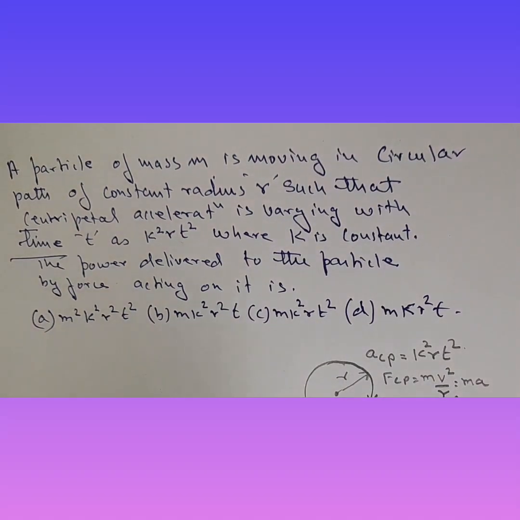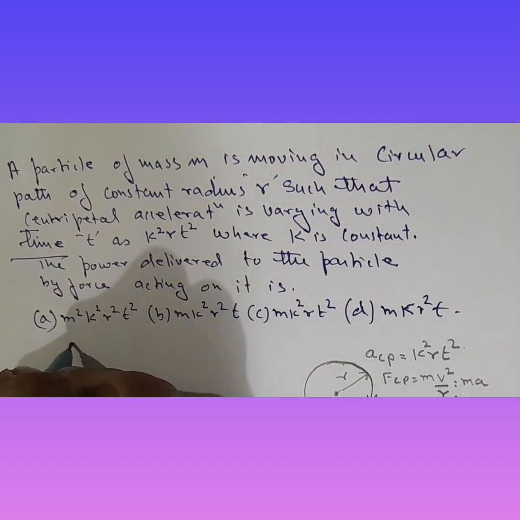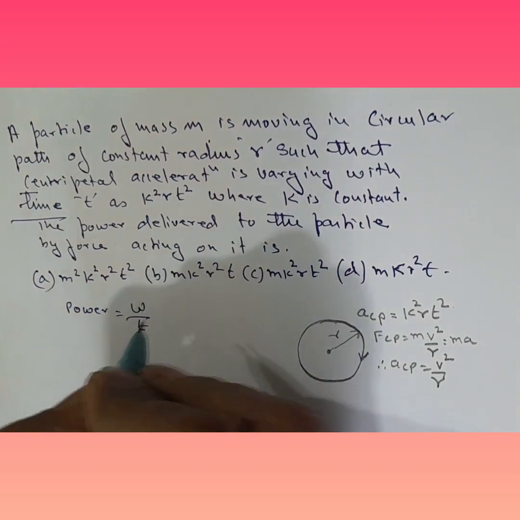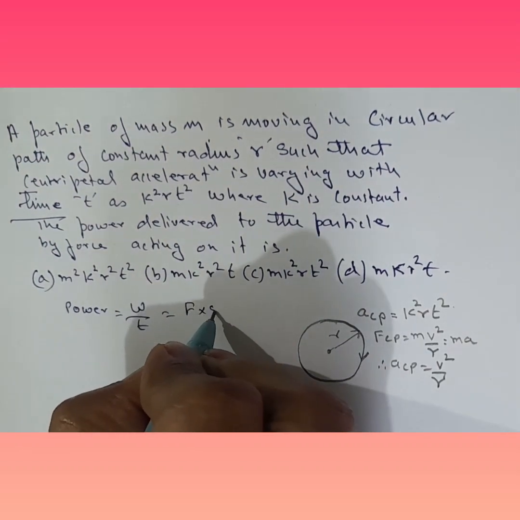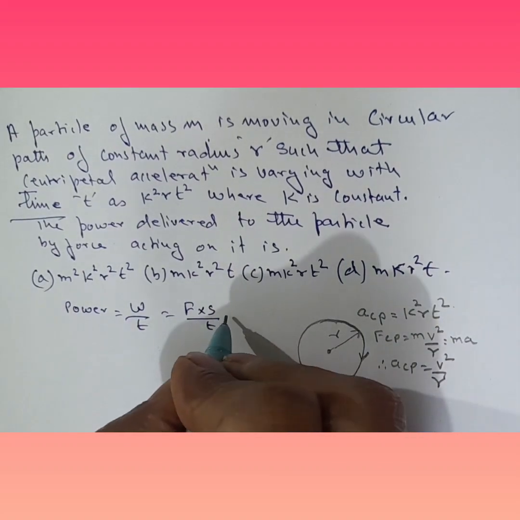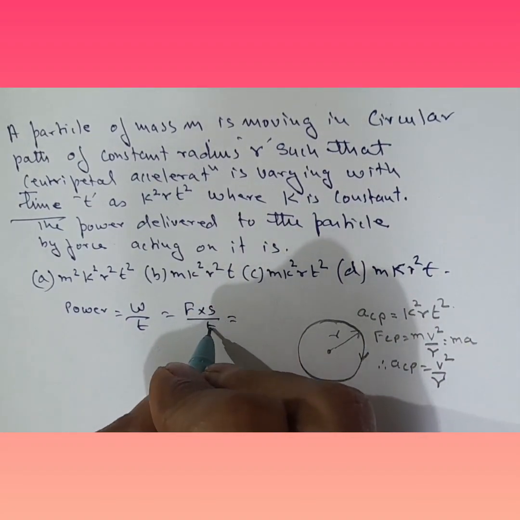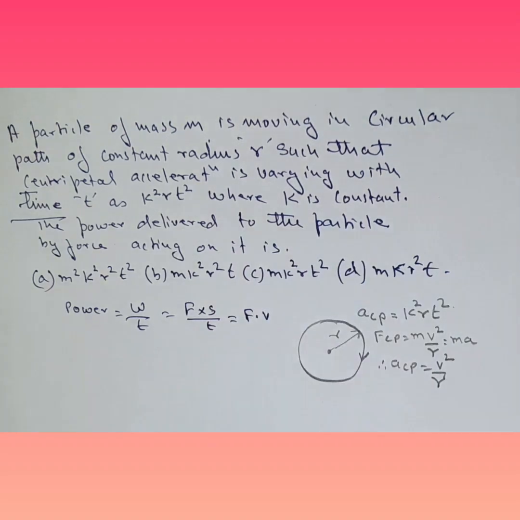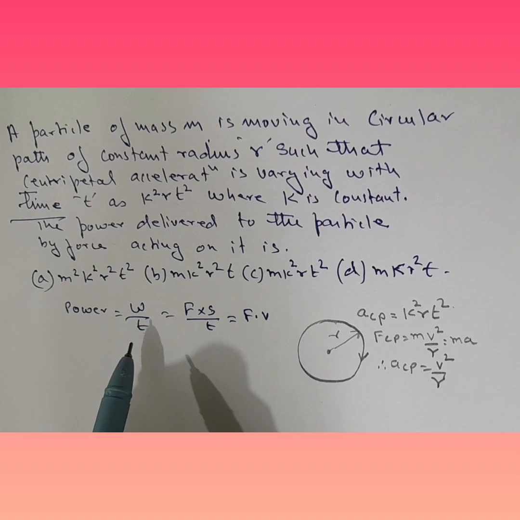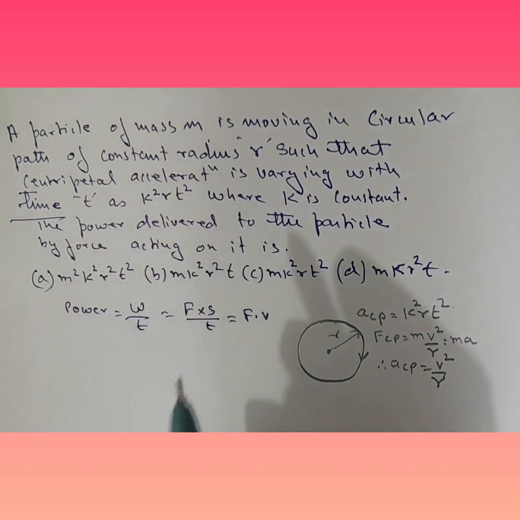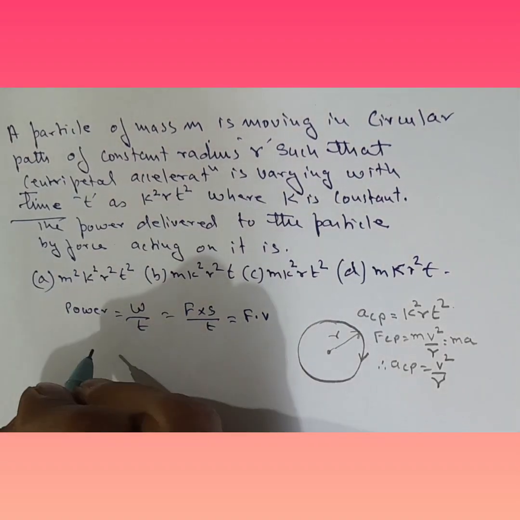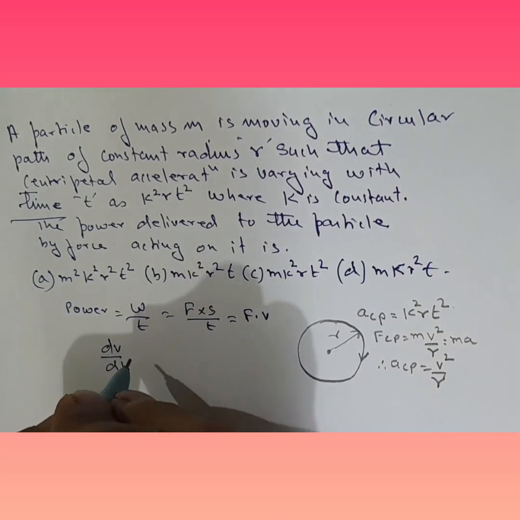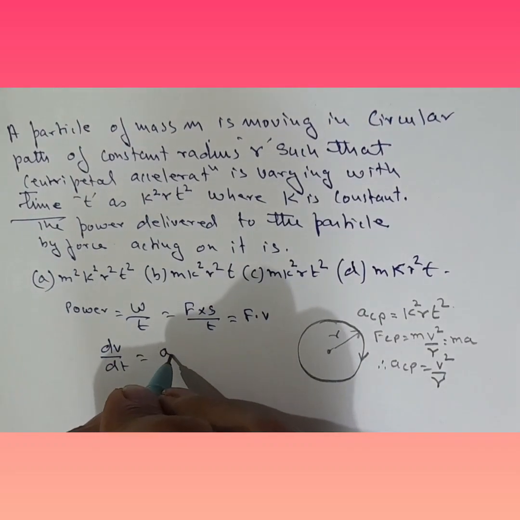We should also know the formula for power. Power is work over time, which is equal to force into displacement upon time. Now we know displacement over time is velocity. F into v also becomes the formula for power. Another thing that you should know is differentiation. That is, if I differentiate dv by dt, that is what is acceleration.